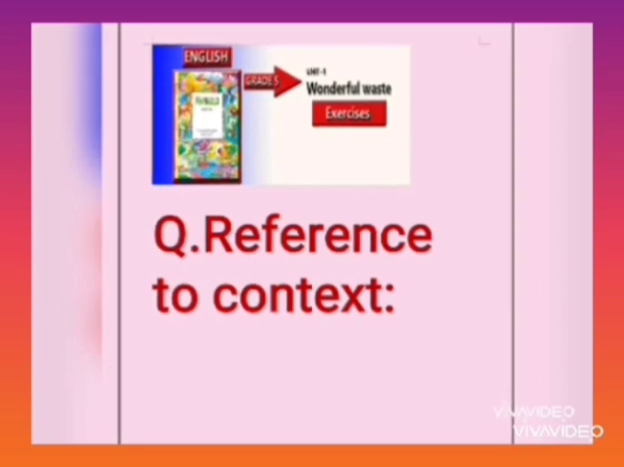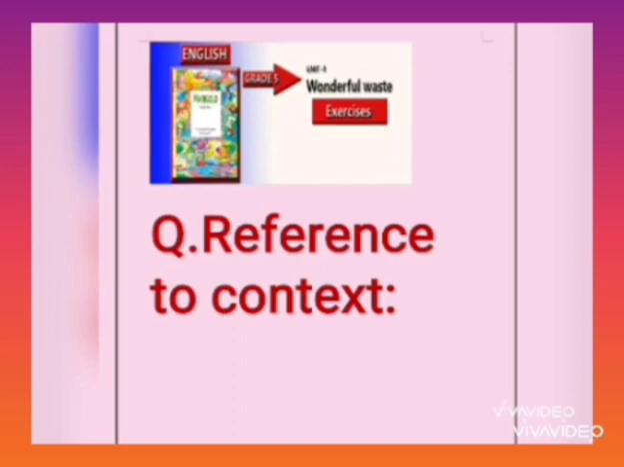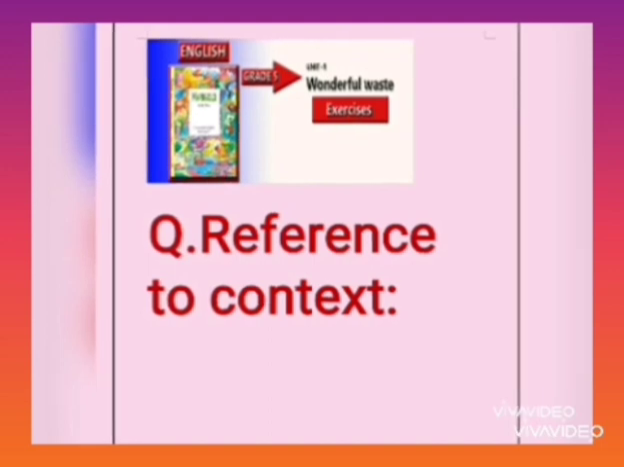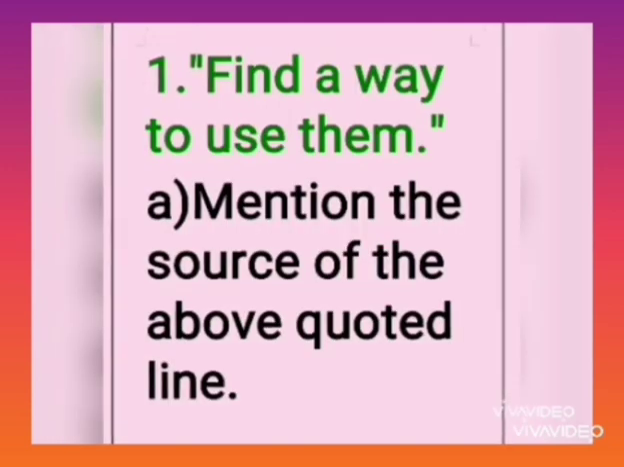All of you know about reference to context. Reference to context means that one or two lines you will get from that text. The text may be either a poem or a prose or a story. So you will get one or more than one line from that particular poem or story, and you have to mention the source of the story and answer other questions given there.